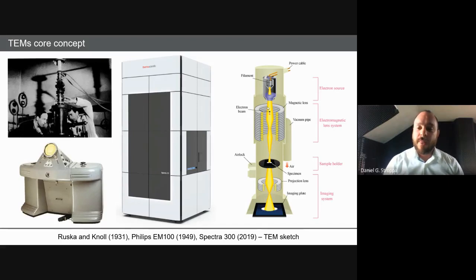So that's the core concept. And one important thing that I'm going to mention here, and probably I'm not going to talk much about it later on, is that all this structure, the column and the liner, is under vacuum. Because electrons are pretty reactive, and if you have gas inside this column, you're going to have multiple scattering, and you're going to mess up your beam formation and signal overall. Then this is, in a nutshell, what a TEM is.